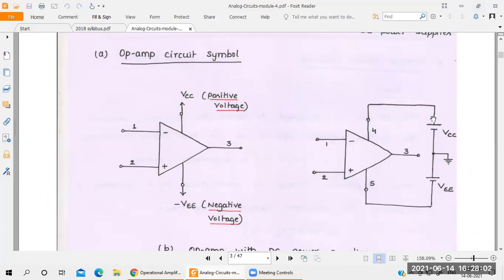See here the DC source symbol. Come to this figure on the right side, pins number 4 and 5. They are connected to the DC source. Pin number 4 is for plus VCC. See here, the positive potential is connected to 4, and the negative potential is connected to 5, because this is negative, right? So negative is connected to 5 and positive is connected to 4. Means for terminal number 4 we are maintaining plus VCC, and for terminal number 5 we are maintaining negative voltage.